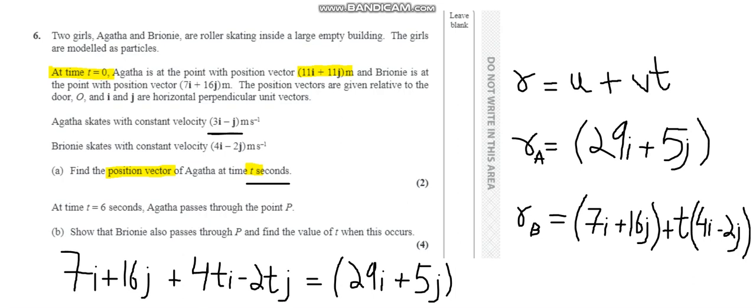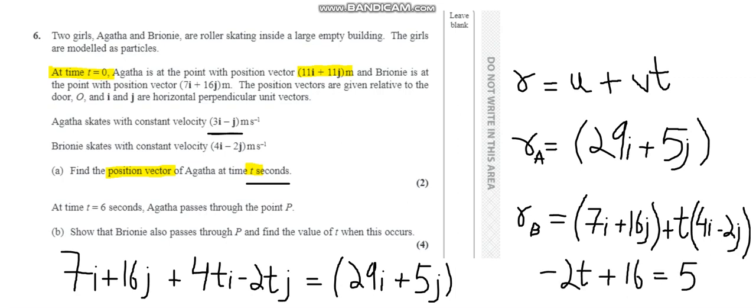I'll solve for i first, the i perpendicular unit vector. I have all the i terms now: 4t plus 7 is equal to 29. To make 4t the subject, I'll subtract 7 from both sides, so we have 4t is equal to 22. Now to make t the subject, I'll divide both sides by 4. So we get 22 upon 4, that's in fraction form. You can also take it in decimal form or whole number form. So 22 divided by 4 is also written as 5.5.